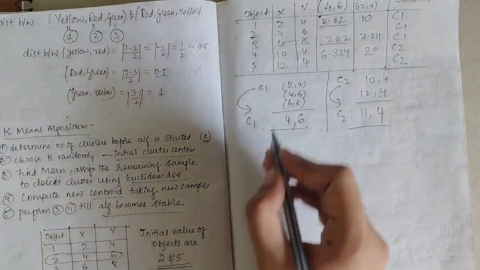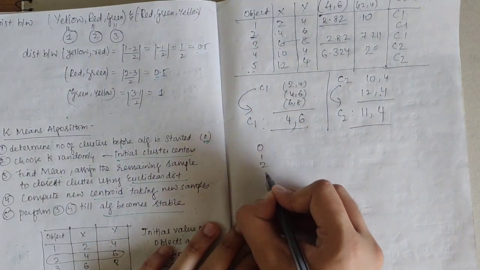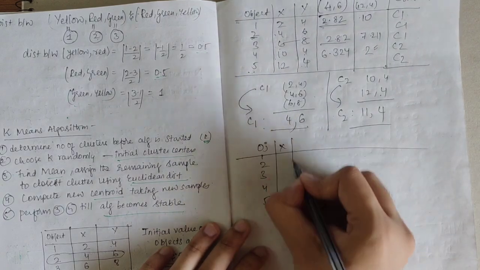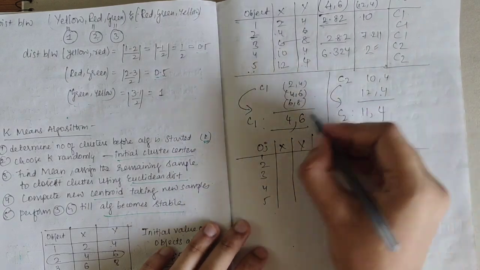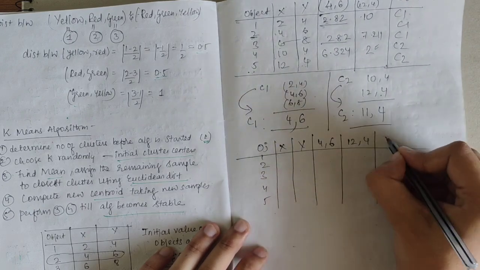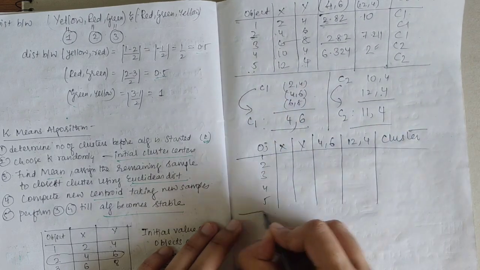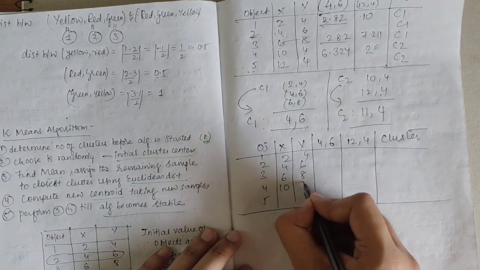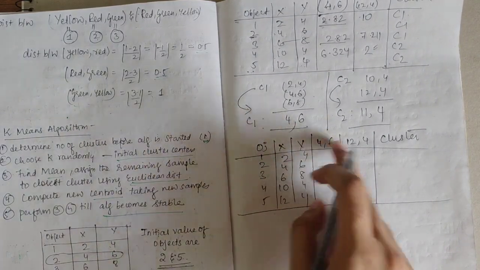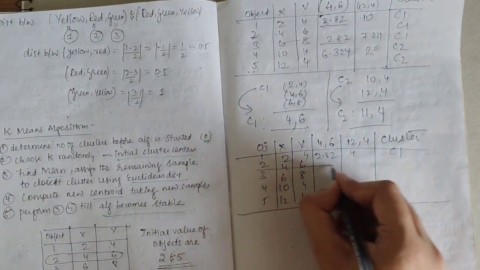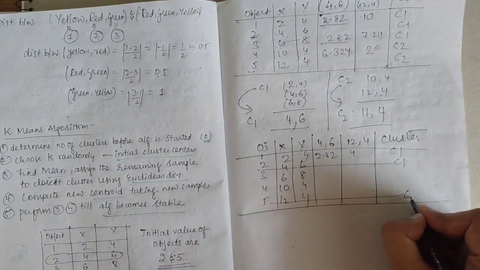My next step would be to repeat this again. So here objects 1, 2, 3, 4 and 5, and I have x, y here. Then the C1 cluster would be 4, 6 and the C2 cluster would be 12, 4. Then here I'll write the cluster table, with 2, 4; 4, 6; 6, 8; 10, 4; and 12, 4. Filling the values here, I would get 2.82 and 4, so this will be C1. And for 2 it is C1, and for 5 it is C2.